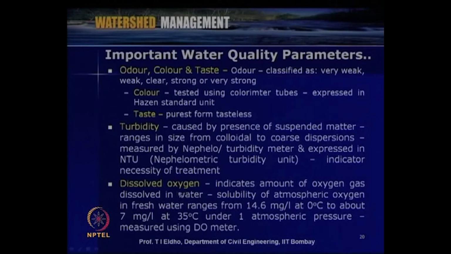Then dissolved oxygen is another important parameter which we have to assess. Dissolved oxygen indicates the amount of oxygen gas dissolved in water. The solubility of atmospheric oxygen in fresh water may range from 14.6 milligram per liter at 0 degree centigrade to about 7 milligram per liter at 35 degree centigrade under 1 atmospheric pressure, and we can measure this using a dissolved oxygen meter. Dissolved oxygen is very important as far as aquatic life is concerned, and also for various other uses like human use. We have to measure it and see how much is available within the particular source of water.